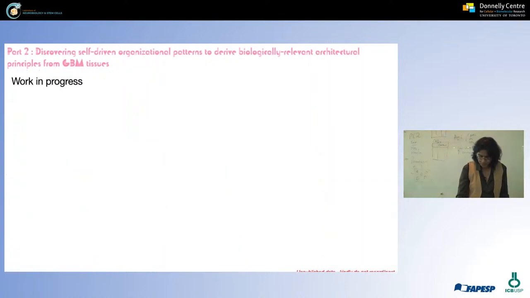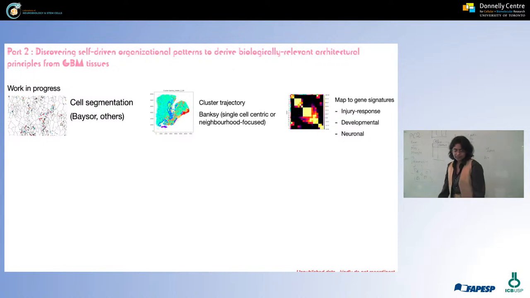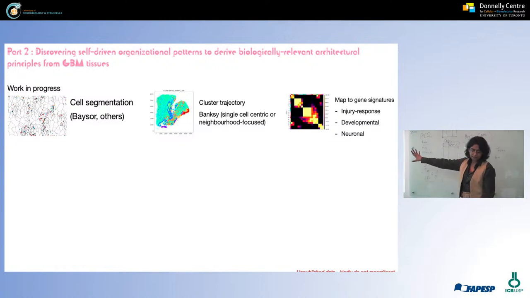So I'm going to end soon. This is work in progress, all right? Like I said, I don't like the cell segmentation, so I'm replacing it. And I'm working on the spatial and the non-spatial clustering method. And then you don't just want to cluster them. Importantly, you want to identify what is the motivation behind that clustering, right?